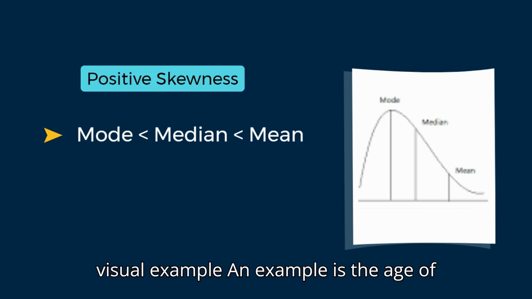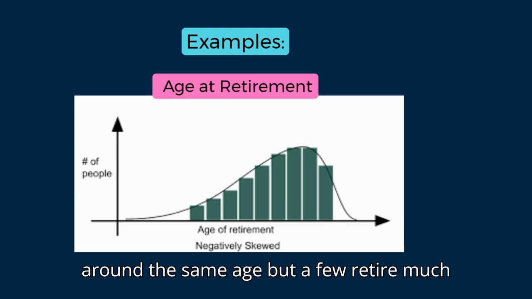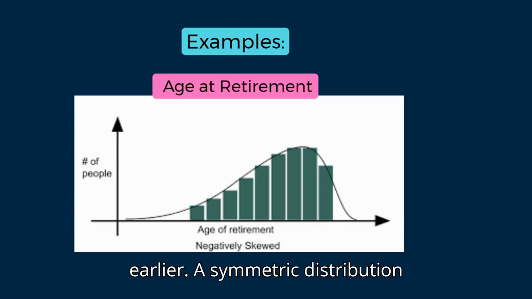Here's a visual example. An example is the age of retirement, where most people retire around the same age, but a few retire much earlier.